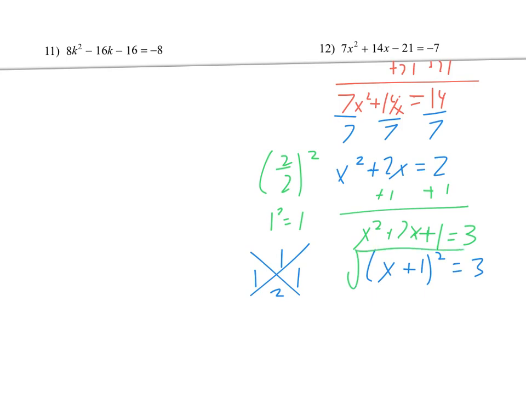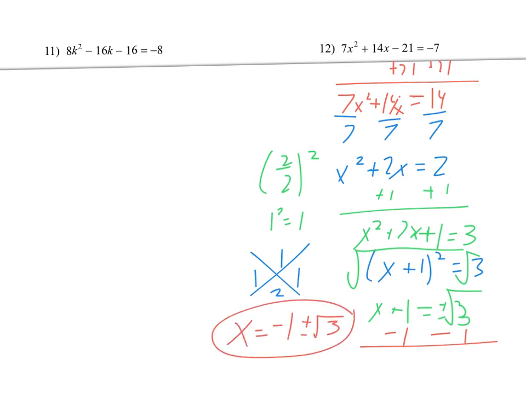We'll then square root each side. So x plus 1 equals plus or minus radical 3. I can't break that down, so I'm not going to worry about that. I'm just going to subtract the 1 over and get my answer of x equals negative 1 plus or minus the square root of 3.